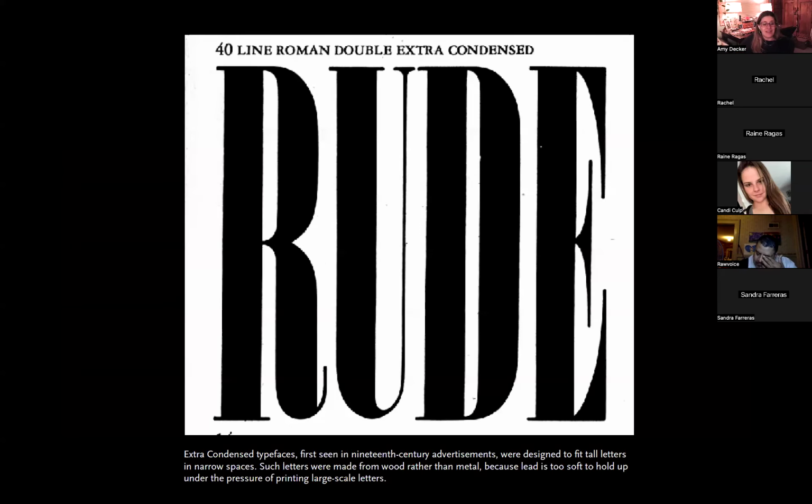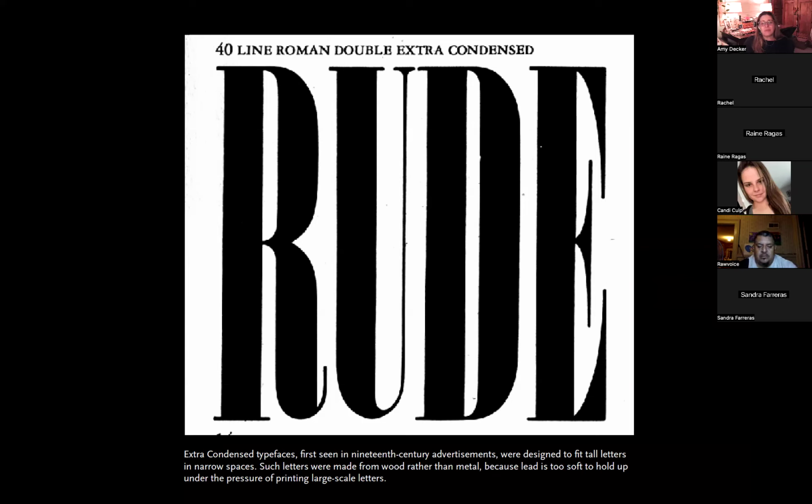Here we have extra condensed typefaces. So they're really long and tall so they can be seen from far away. This wasn't done until we needed to advertise. So the idea of big, tall typefaces that get your attention from down the street.